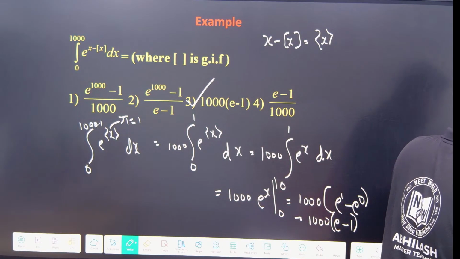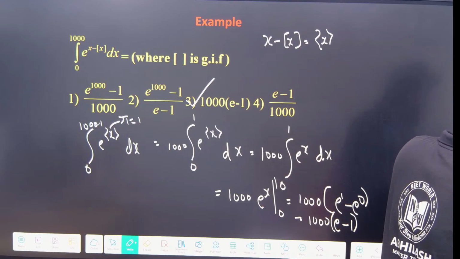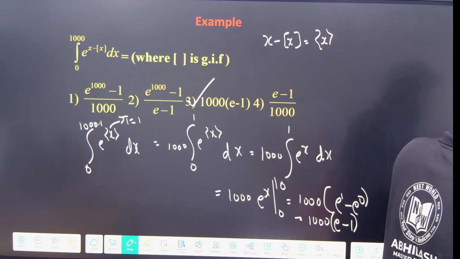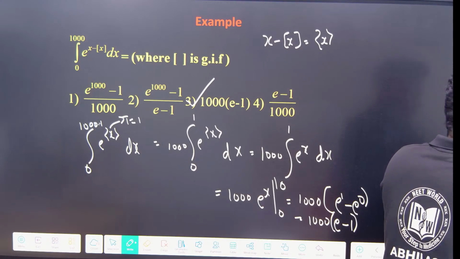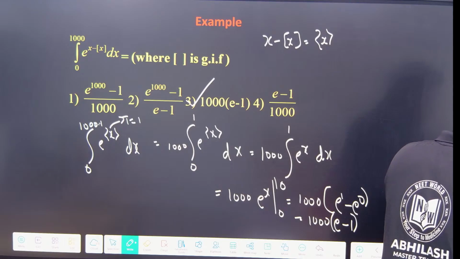Sohail, your answer for the previous question is correct. For this question, the answer is not A, the answer is 3, Sohail. Okay, do like and share. Okay, next one.